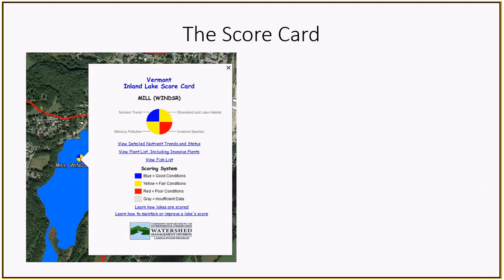So the scorecard provides a color-coded evaluation of 4 lake characteristics displayed in the icon that resembles a SekiDisc, which for those who might not be familiar is a widely used tool for assessing water quality. The 4 characteristics are nutrient trend, shoreland and lake habitat, mercury pollution, and invasive species. And the scores are all color-coded as blue equals good conditions, yellow equals fair conditions, red equals poor conditions, and gray or white means insufficient data.